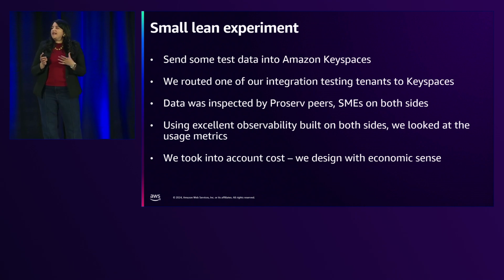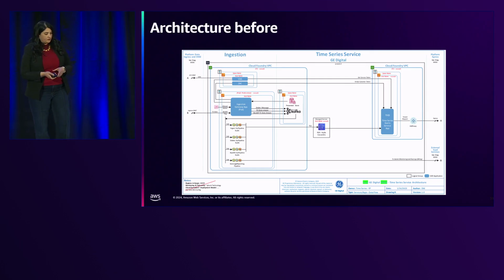The idea was to send some data into Keyspaces from our live ingestion. So data was going to the old Cassandra as well as Keyspaces. We also started building some observability, and Keyspaces is really helpful there. You can see what's happening at all times. You can also see a lot of cost analysis data that helps as well.